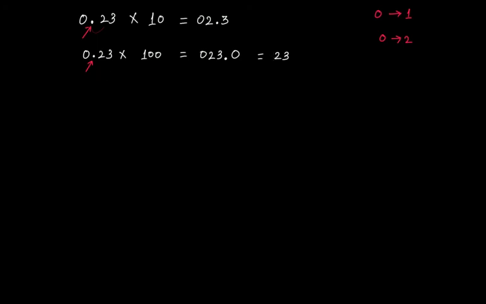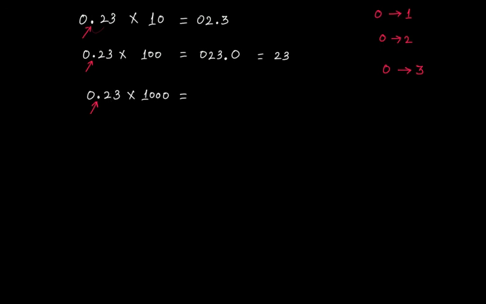Now if it was 0.23 and let's say 1000, what will you do? Same thing. You have the decimal point here. In 1000 you have 3 zeros. It means that your decimal point will come after the 3rd digit to the right of this decimal point. Count 3 digits to the right of the decimal point and place your decimal point there. But you can clearly see that you have only 2 digits after the decimal point.